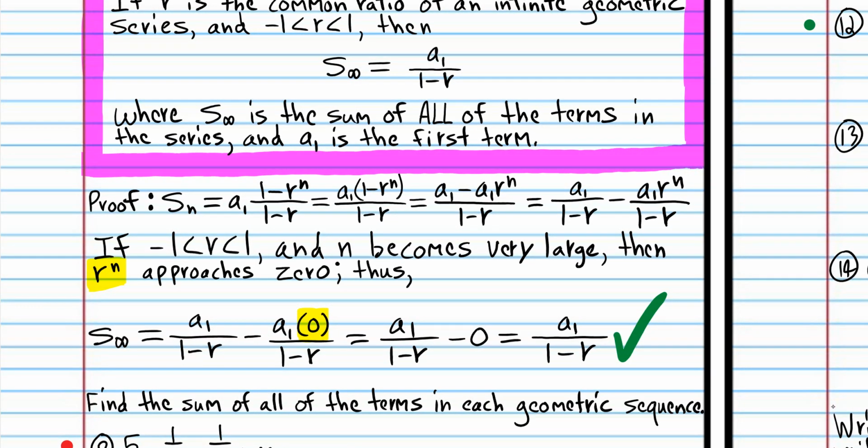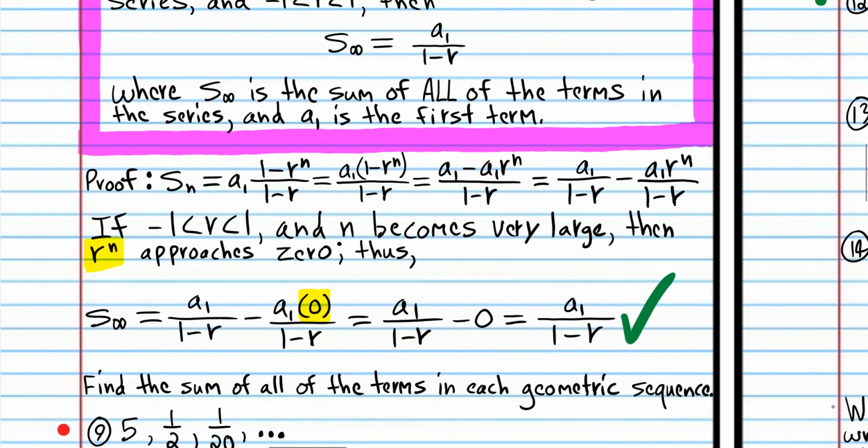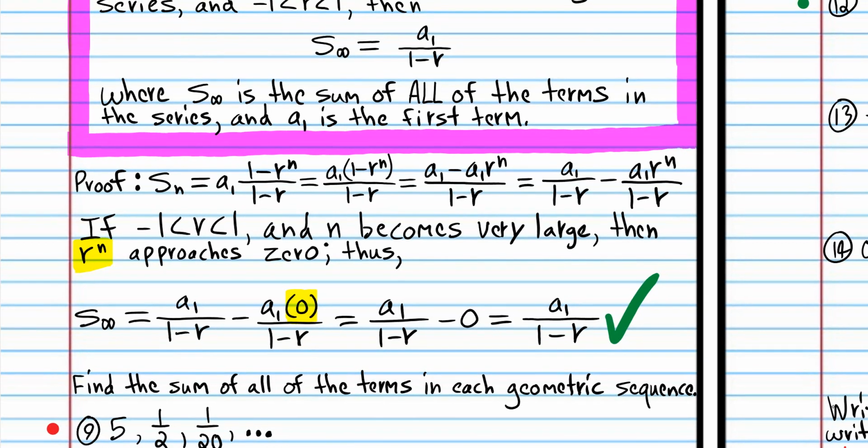Now, if we're going to try to add up an infinite number of terms, then we're going to let n approach infinity. That's just a fancy way of saying that n is going to be a really big number. We can make it a trillion or a quadrillion or a trillion to the trentillionth power. It's going to be a number that is huge.